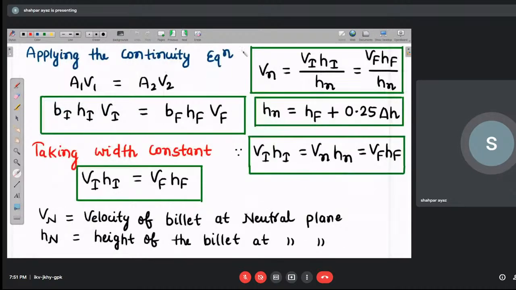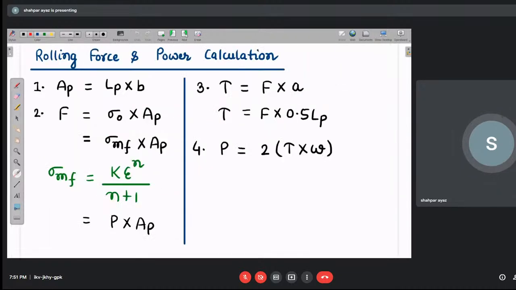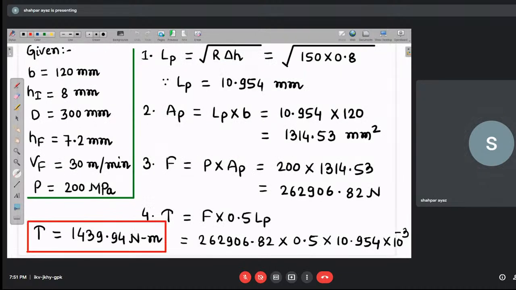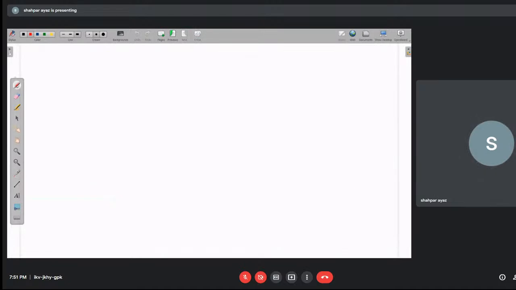How can we calculate? See, the velocity of the billet at neutral plane is final velocity, final height upon hn. So we have to do some mathematics, and hn, the height of the neutral plane, we can calculate by using this equation. So the fifth step is hn is equal to hf plus 0.5 delta h.